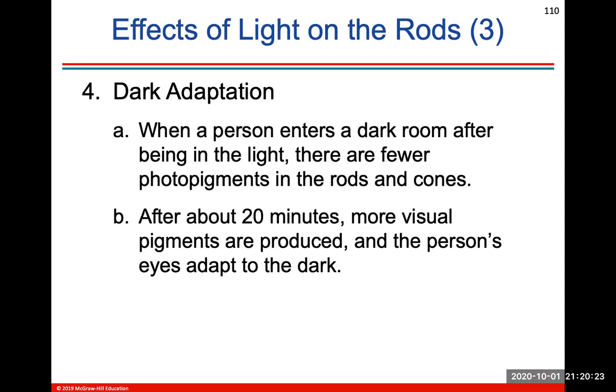dim light. For example, when a person enters a dark room after being in the light, there are fewer photopigments in the rods and cones. But after about 20 minutes, more visual pigments will be produced, and the person's eyes will adapt to the dark due to the structure of the rods. And that is why if you're in a dark room, you eventually can see better after a period of time.